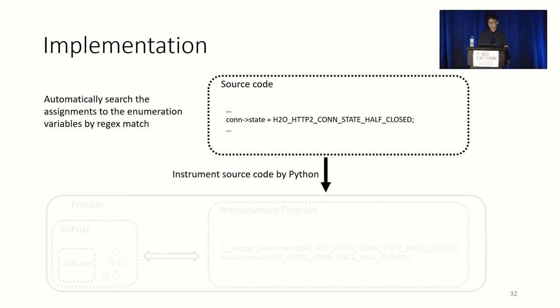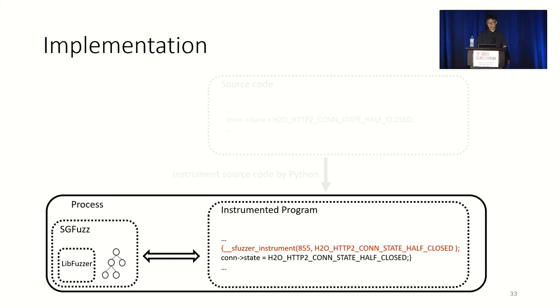In implementation, we automatically look for the assignments to the enumeration variables and instrument them with our function by a Python script. Like this, we look for this line. It assigns an enumeration constant, a named constant, to the enumeration variable, and we rewrite it to this line and a function call. This function call is implemented in our fuzzer. Our fuzzer and target program are compiled together and run in the same process, so they can directly call each other by function calls. And our fuzzer is built on top of libFuzzer with some state tracing and state fuzzing algorithms.